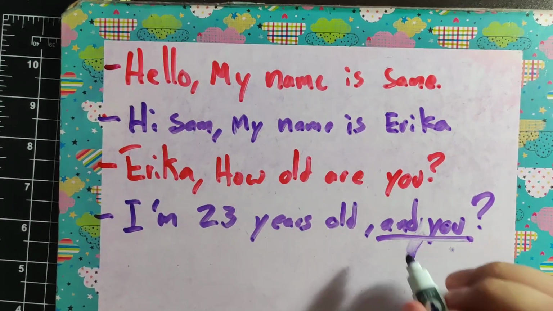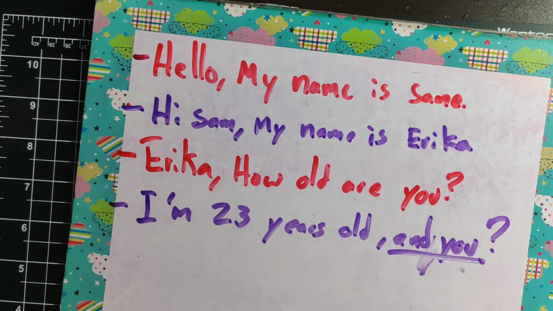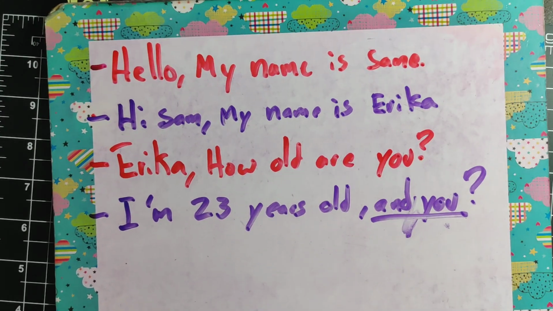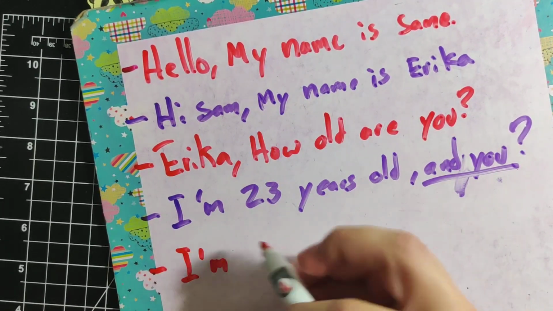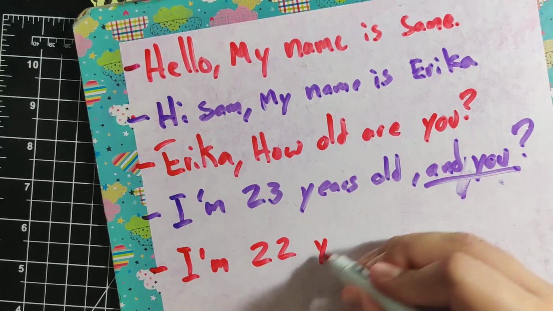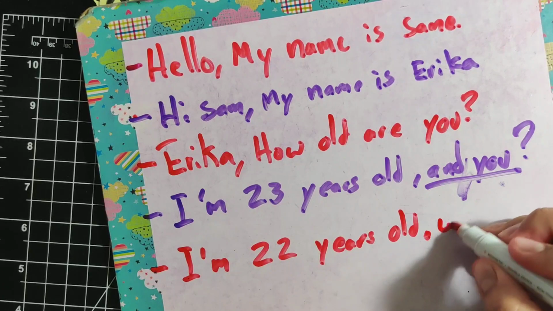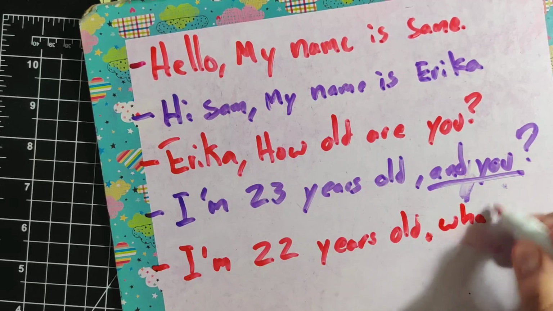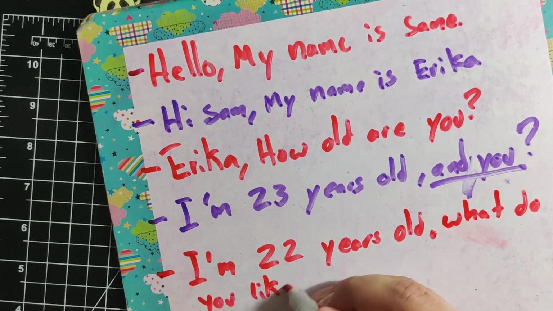And you is extremely important if you want to continue a conversation, especially in English, because you can bring back any question as long as it's appropriate. You know, you're not going to bring back a question that is inappropriate. You do not want that. Let's continue. You? I'm 22 years old. What do you like to do?